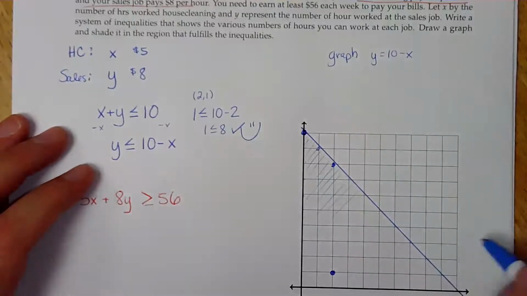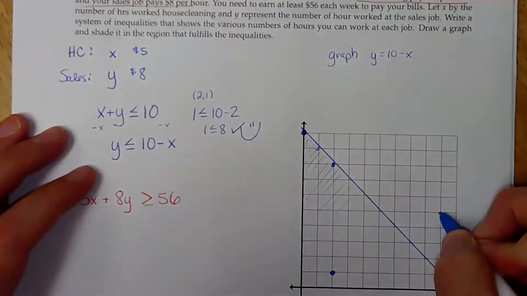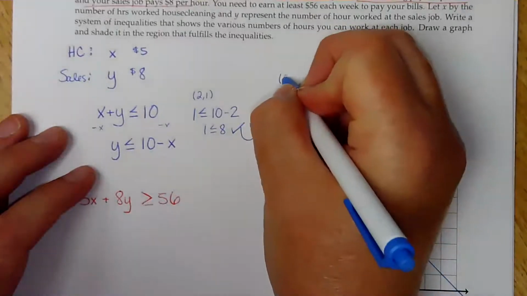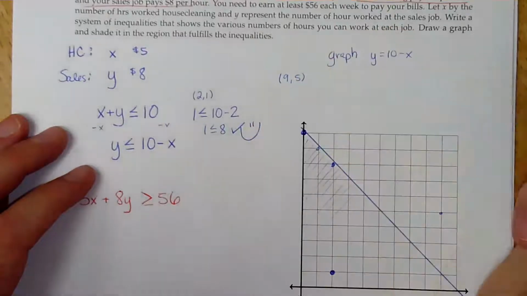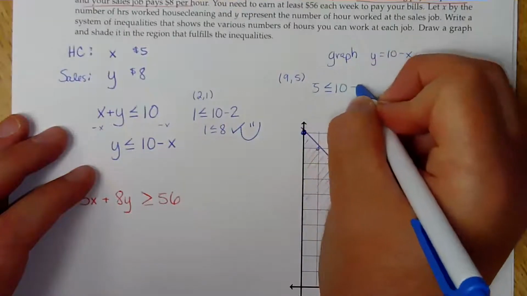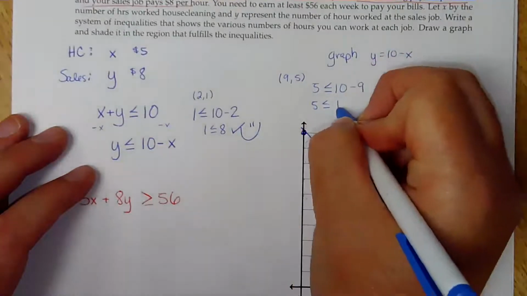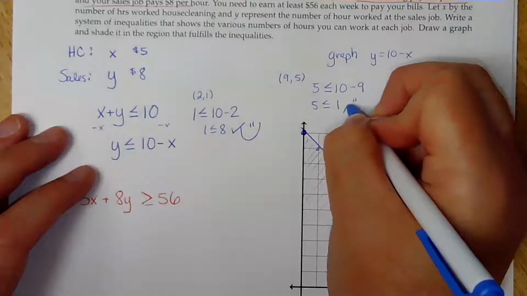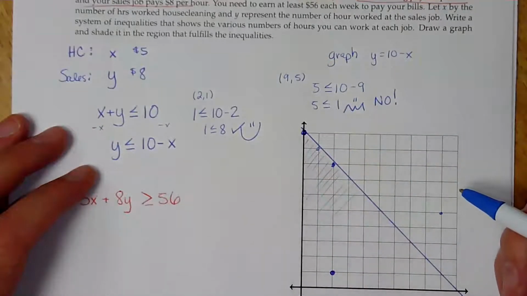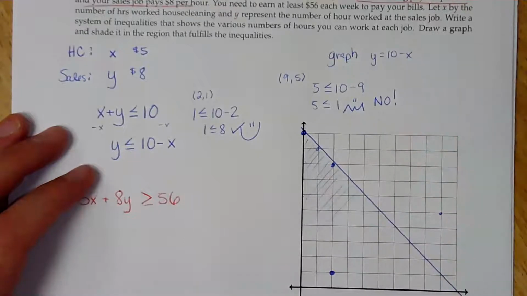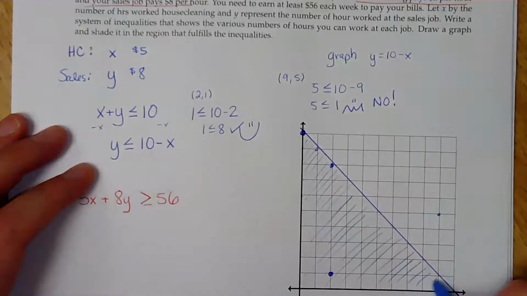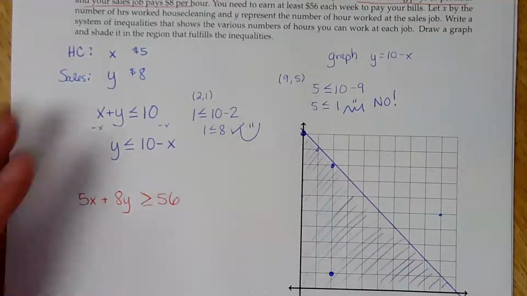So for example, let's look if I picked a dot over here. So this looks like 9. That point is 9, 5. So if I plug that in, is 5 less than or equal to 10 minus 9? So is 5 less than or equal to 1? That's a definite no. Okay, so if you get a statement that's false when you plug the point in, you don't want to shade that side, you want to shade the other side. All right, so hopefully that gives you a little bit of help with that. So there's one of our pieces.